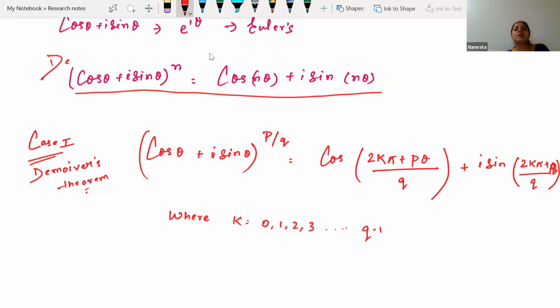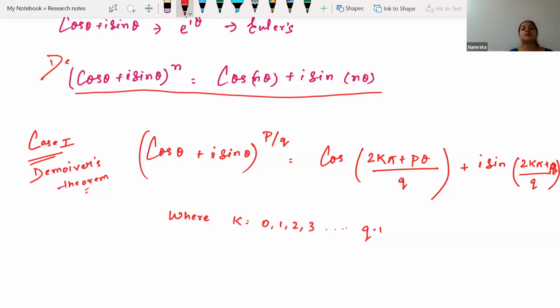theta by q plus i sin (2k pi plus p theta) by q, where we need to put the k values one by one. k is equal to 0, k is equal to 1, k is equal to 2, and we will be getting multiple answers. Once you put k equal to 0, you will have one answer. When you put k equal to 1, you will have another answer.